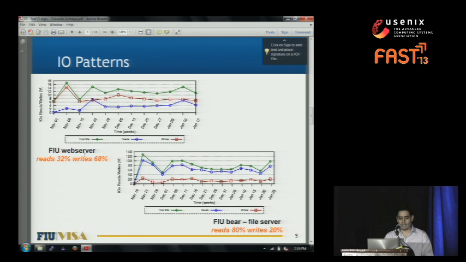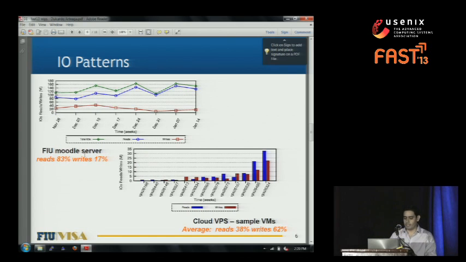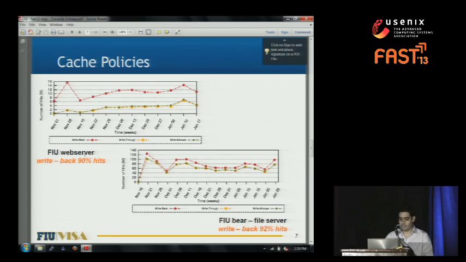So, the results. First of all, we get the I/O patterns. We want to determine if the workload is read or write intensive and how this changes over time. For example, our FIU web server turns out to be write intensive, and all the time during the 3 months that we evaluated it is write intensive. The opposite happened for a file server that we have in FIU. This is an example for the Moodle server, and the one below is from a set of virtual machines. The read ratio changed from one virtual machine to another. We only show the average, which turns out to be 62% writes. That's the average of all the virtual machines, but specifically, it's different.